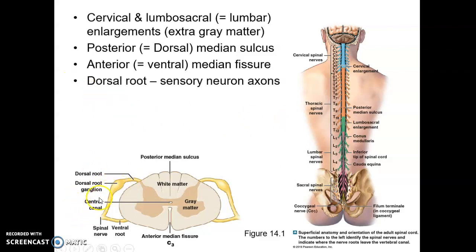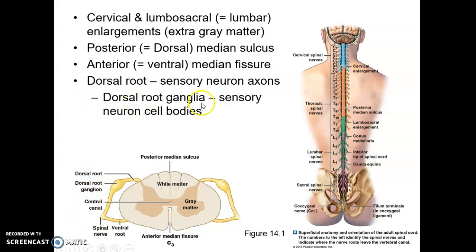So the dorsal root, sensory neuron axons or fibers. And then dorsal root ganglion, there you go, sensory neuron cell bodies. Then the ventral root, here we go. Ventral root is motor neuron. Their axons, and again, their cell bodies are in the anterior gray matter. It's called the anterior gray horn.